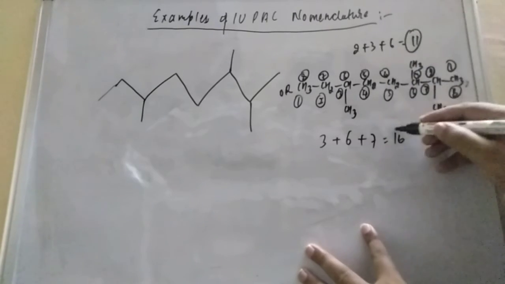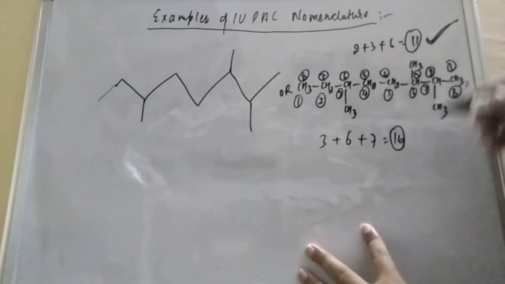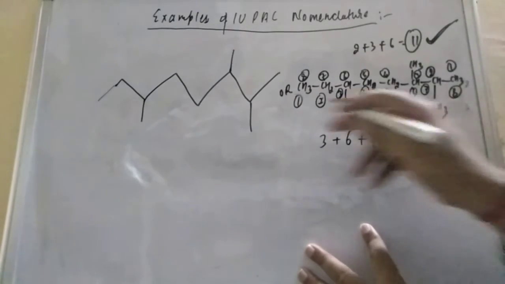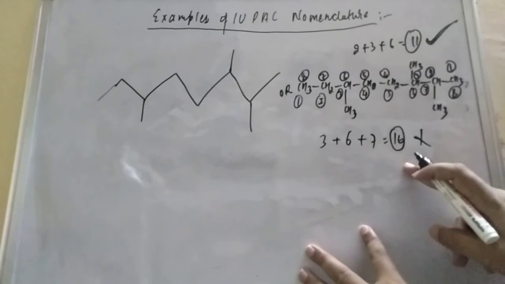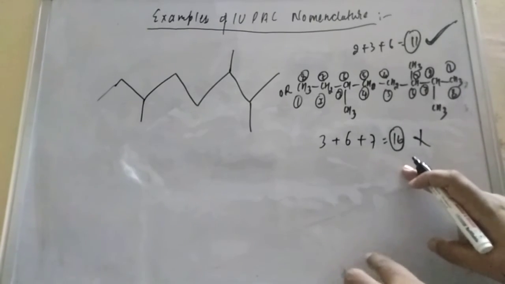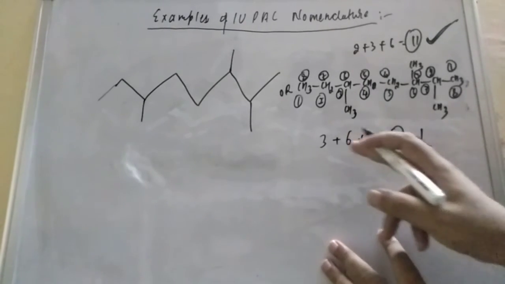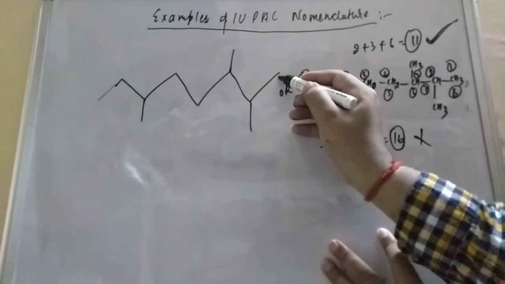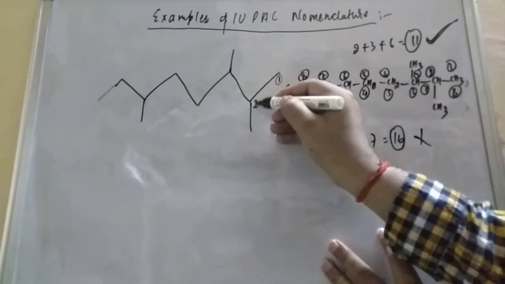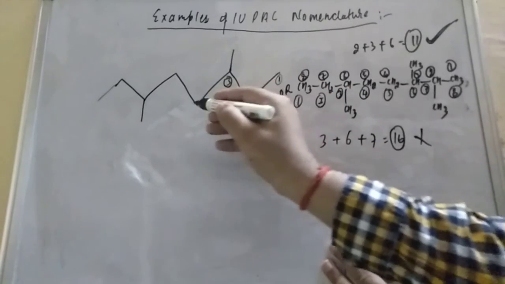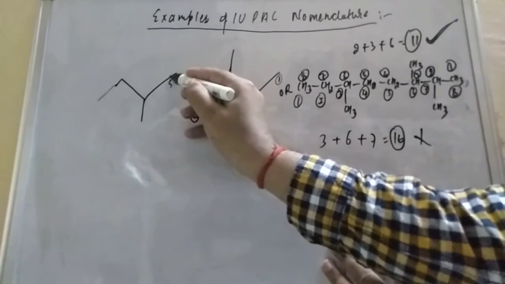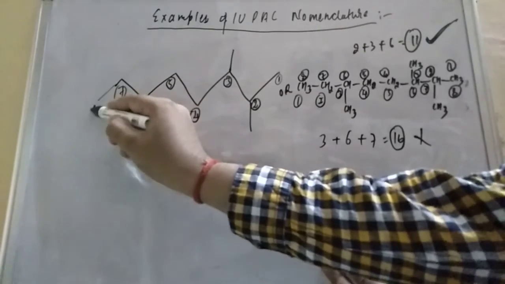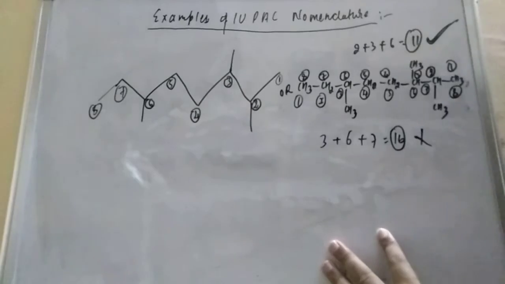So which direction is lowest, student? This direction. So this right side is correct numbering, and from left to right is wrong, because the lowest sum rule is saying that the sum of the locants should be least. So this is wrong, student. Downside to upside is correct. Here the carbon number 1, this is 2, this is 3, this is 4, this is 5, this is 6, this is 7, this is 8, and all positions have methyl group.